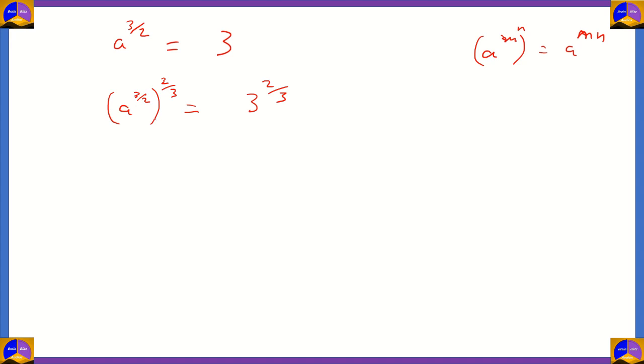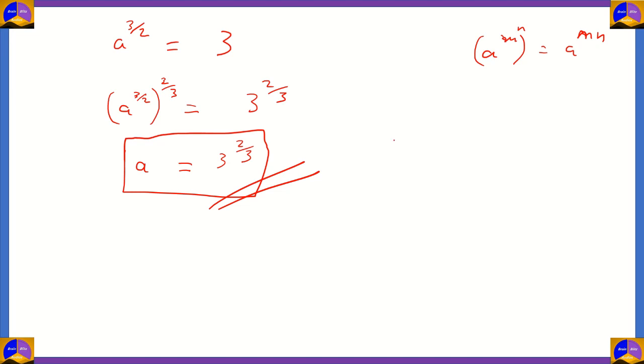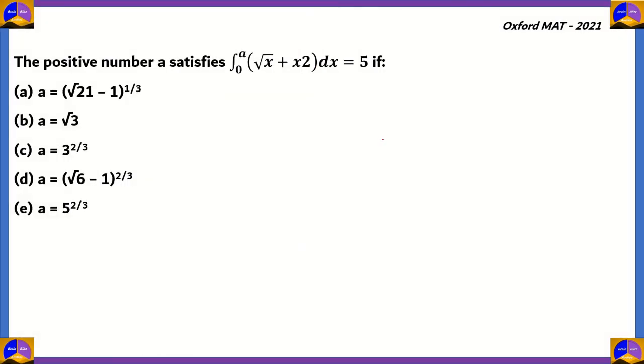So 3 and 2 get cancelled. The left-hand side is a, the positive number, and the right-hand side is our answer for a, which is 3 raised to 2 by 3. So 3 raised to 2 by 3 turns out to be the right answer. Now, if you look at our options, you can see that option C, a is equal to 3 raised to 2 by 3, is the answer.